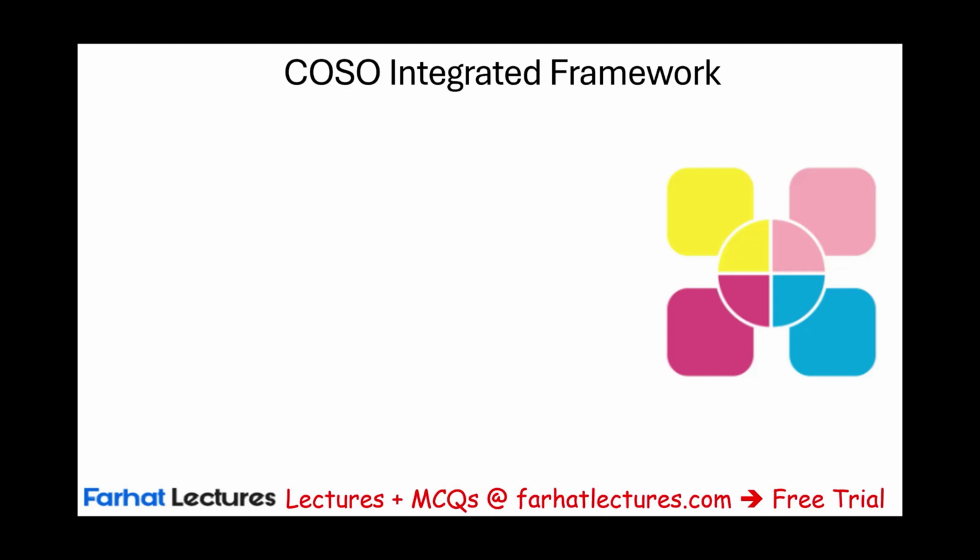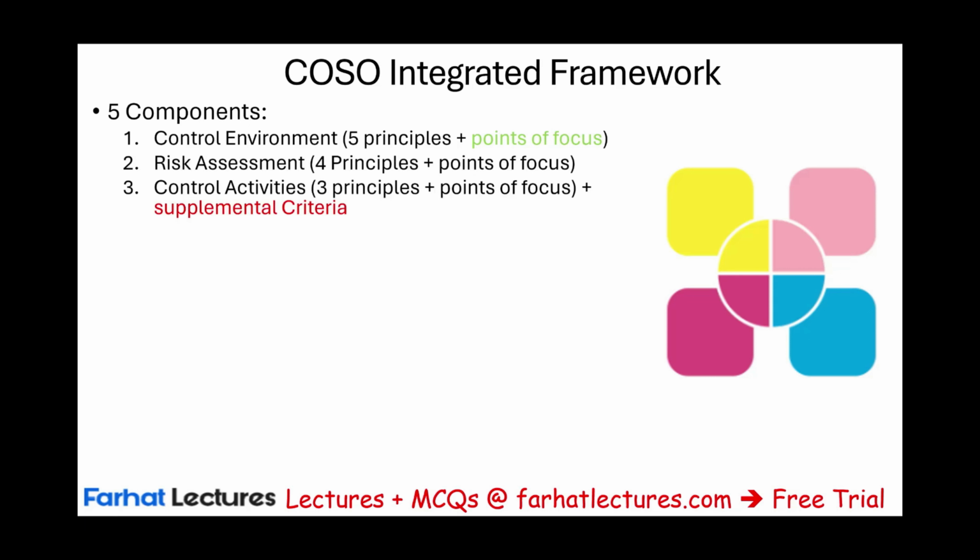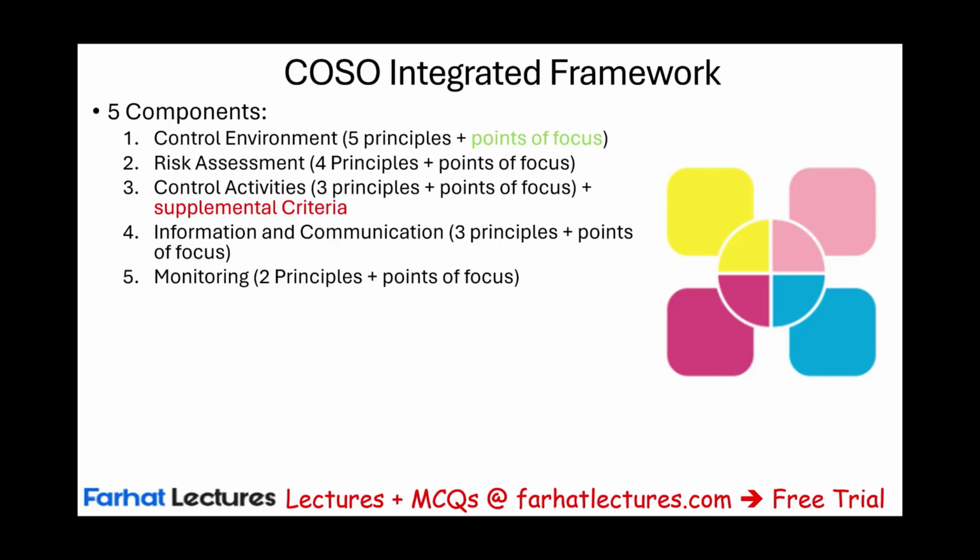Let's look at the big picture. It has 5 components. I hope you know this. They are control environment, risk assessment, control activities, information and communication, and monitoring. So we have 5 components. I just list them: 1, 2, 3, 4, 5. Now, each component will have a number of principles. For example, the control environment will have 5 principles. We're going to look at the 5 principles, and I'm going to briefly discuss them.